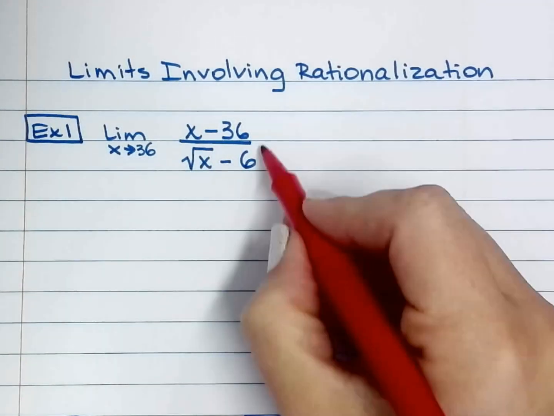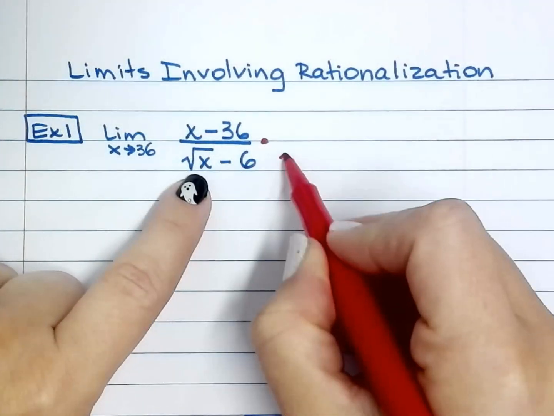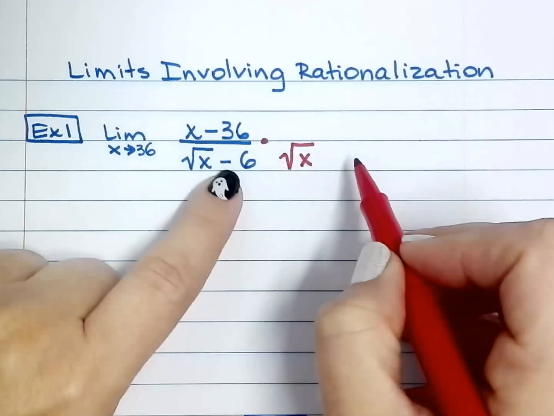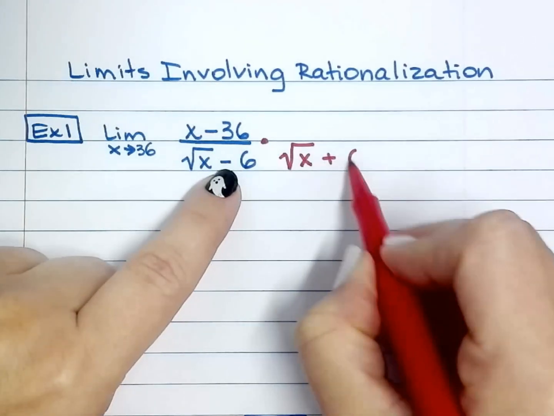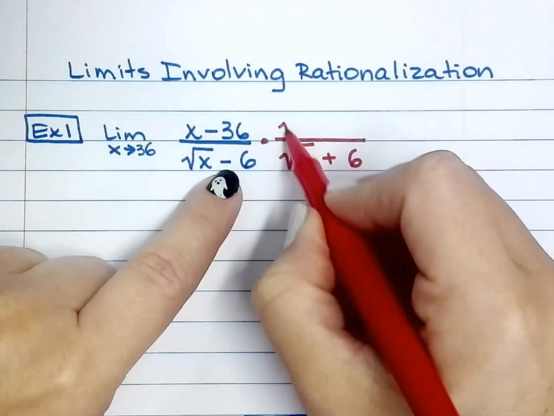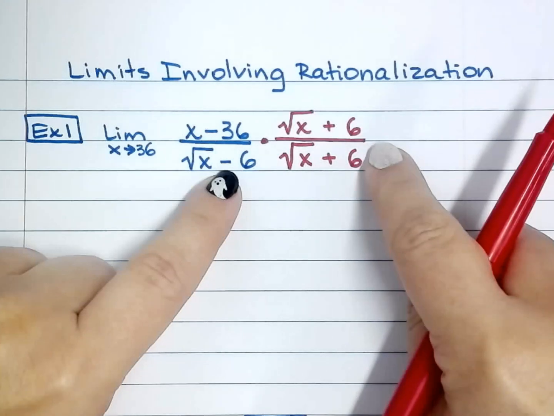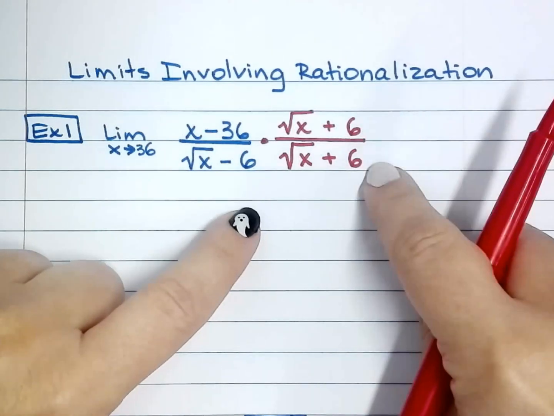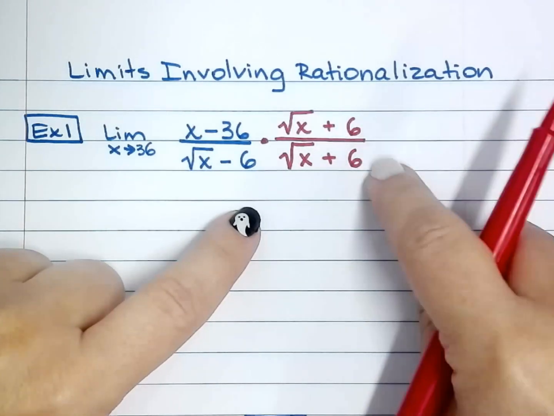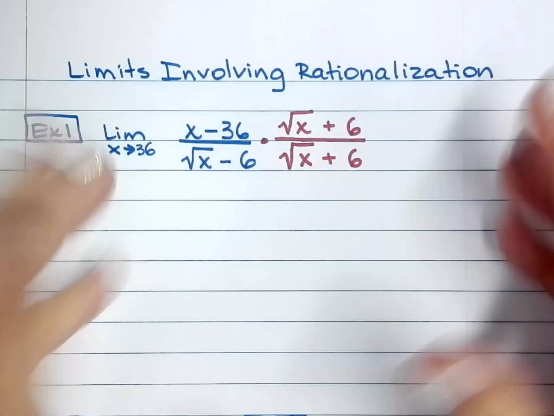And it's going to look like this. You're going to multiply by square root of x, you're going to change the sign to 6. And whatever you do for the denominator, you do for the numerator also. When you multiply by the same thing in numerator and denominator, it's like you're multiplying by 1. So you're not really making stuff up.